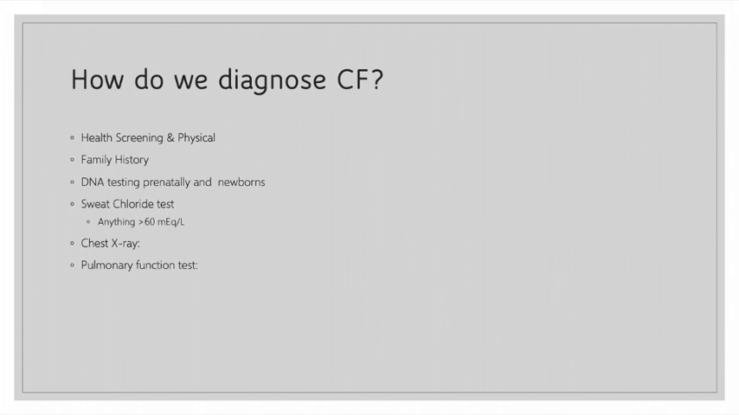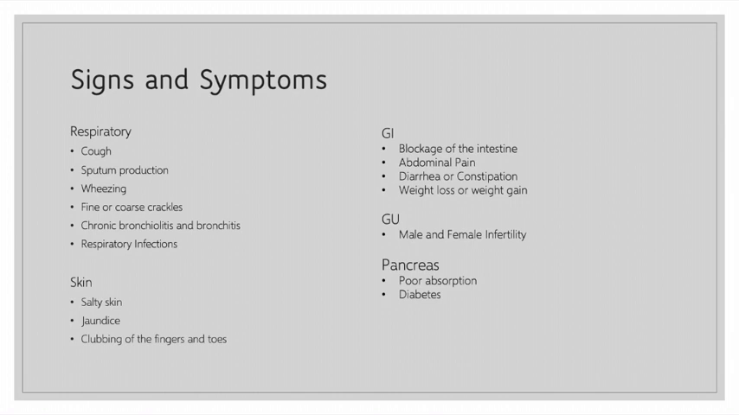We can also get a chest x-ray taken, and that's going to help show hyperinflation, bronchial wall thickening, infiltration, and potentially atelectasis if it's severe enough inside of the lungs. And then we can also perform a pulmonary function test, or a PFT, and that's going to show a decreased forced vital capacity, a decreased expiratory volume, and increased residual volume due to obviously having those secretions in the lungs.